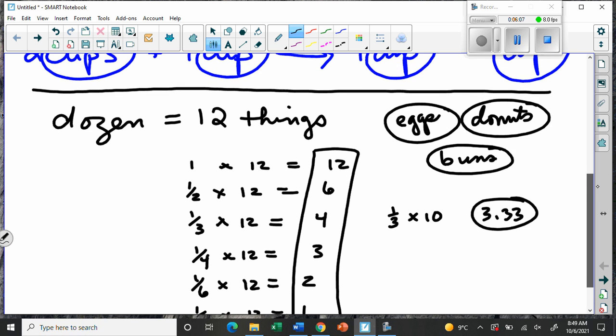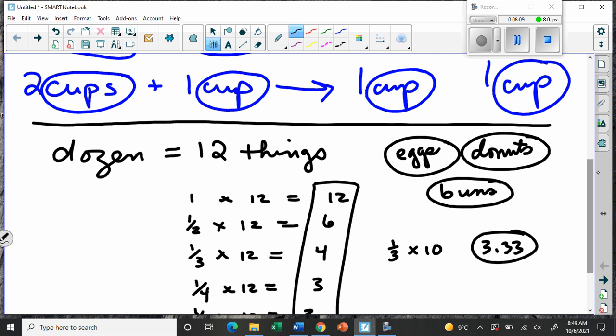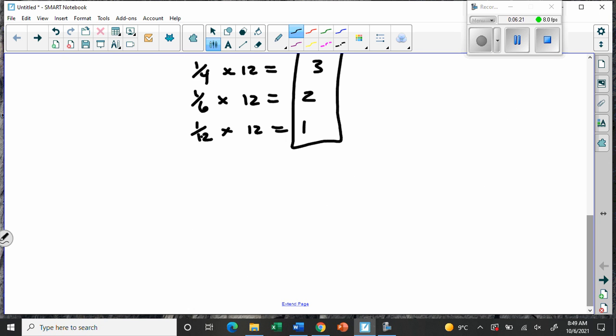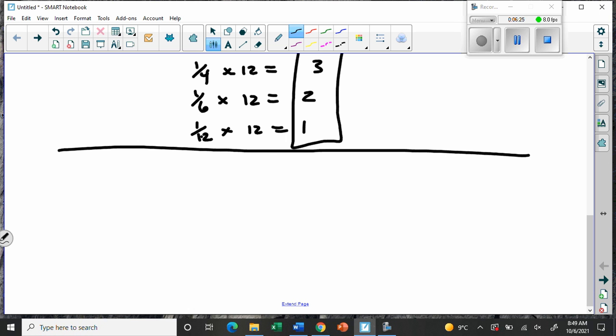Well, chemistry requires something like the dozen to make our lives easier. Now, of course, 12 is still nowhere near large enough to be able to handle molecules and tiny things. So a dozen doesn't do it for us. So what would do it for us? Well, it turns out that there was a very smart man, Emilio Avogadro, who was looking at the periodic table.